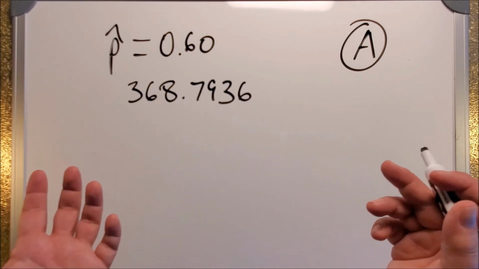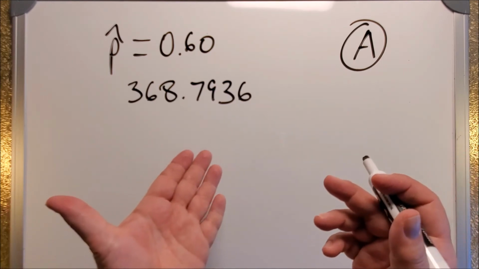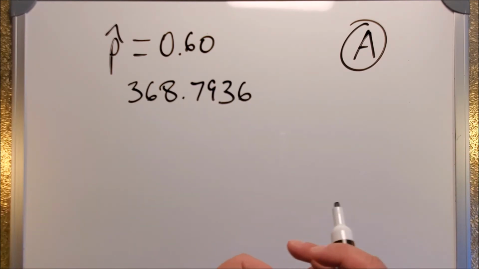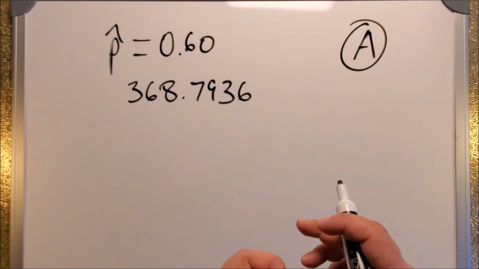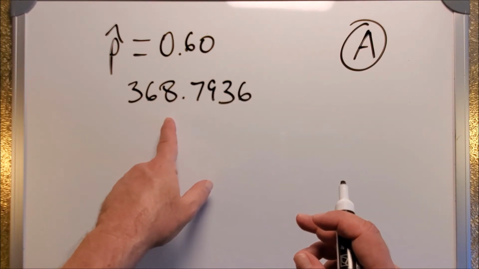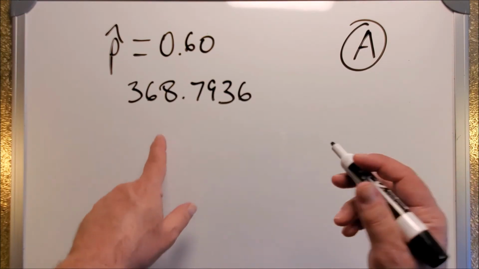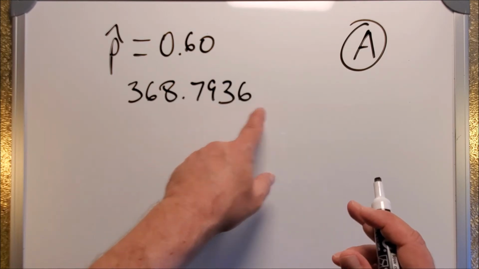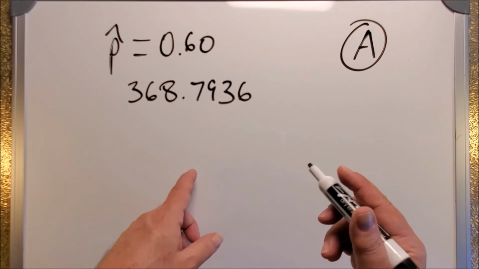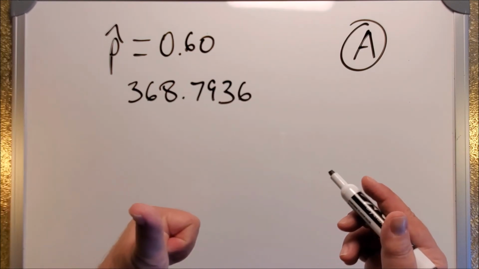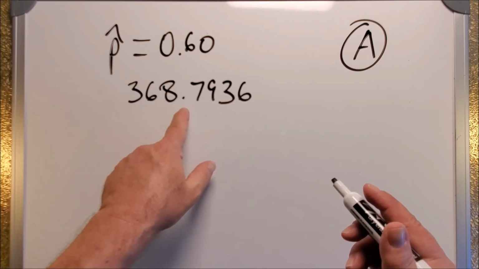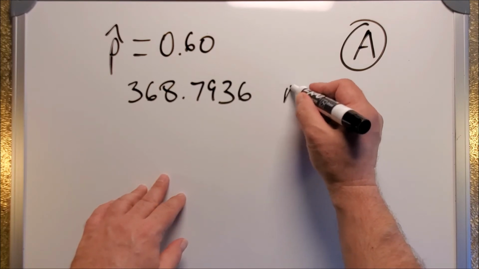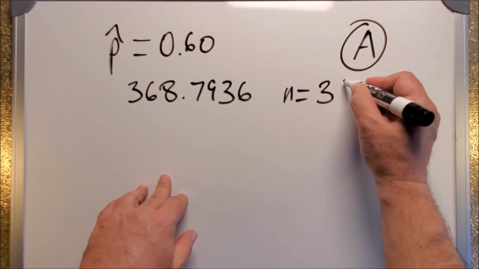Well, of course, there's no way you can have 0.7936 of a person, and you'll see soon that if I go smaller, I lose precision. So with sample size calculations, no matter what the decimal points are when you're talking about people, you always round up. So if this had been 368.01, I would still have to round to 369, and that's what we're going to do.